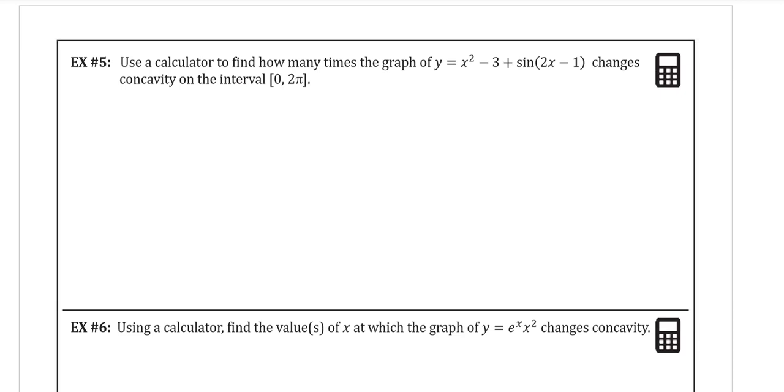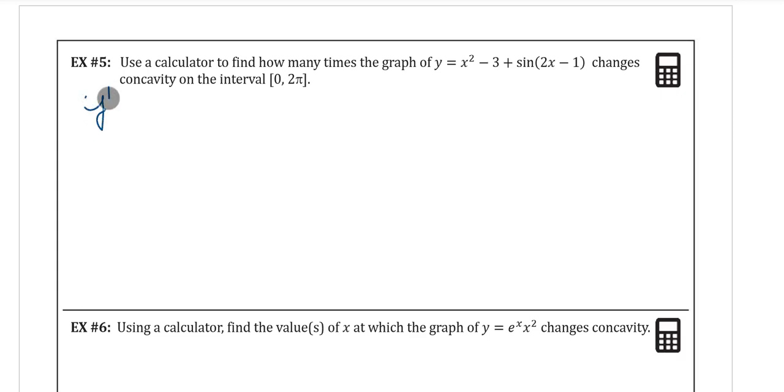Okay, number 5, use a calculator to find how many times the graph of y equals x squared minus 3 plus sine 2x minus 1 changes concavity on the interval from 0 to 2 pi. Okay, so what we need to do, the easiest way I think, is to find the second derivative and then find the zeros of the second derivative, and then we can compare it to the original function. So let's go ahead and find the two derivatives.